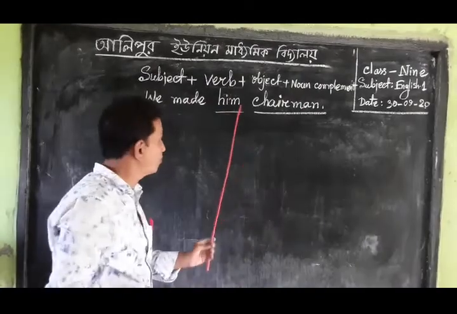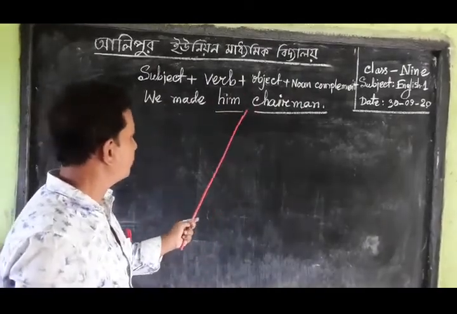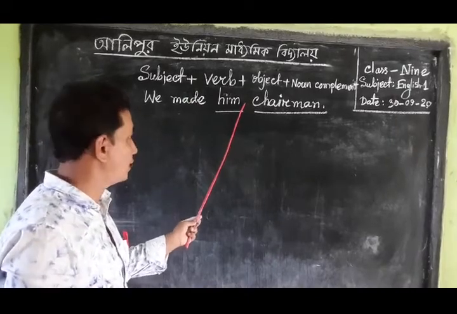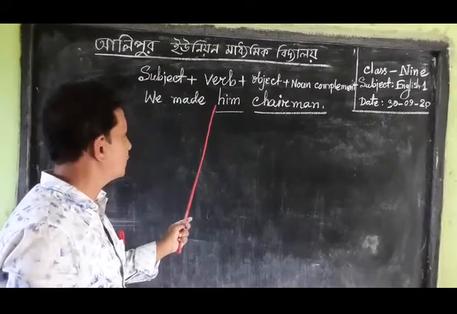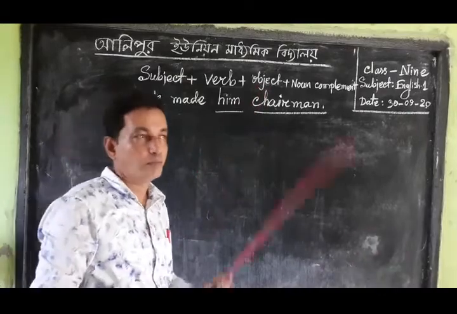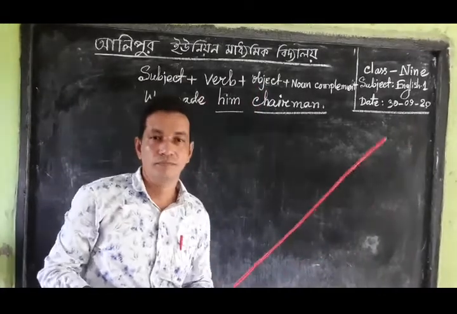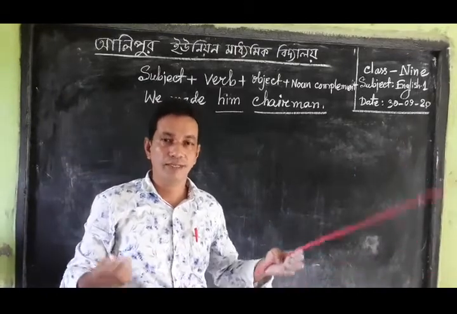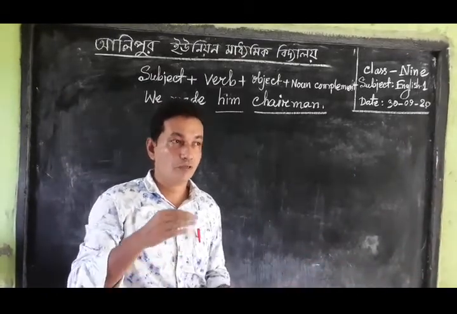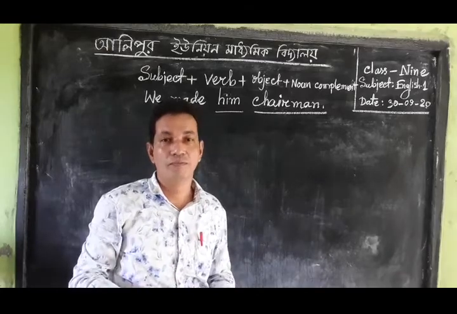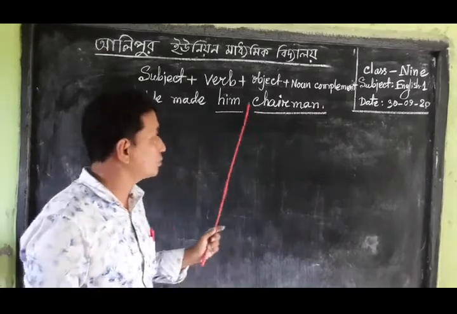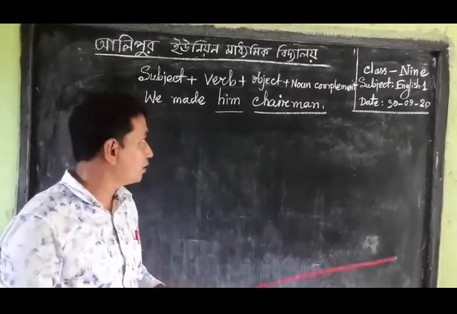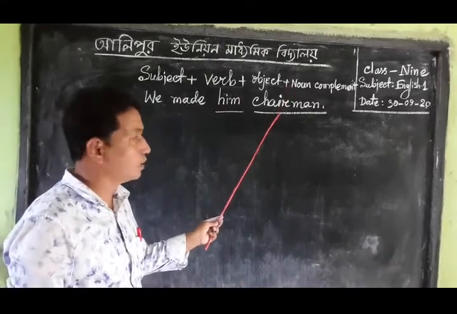And you have seen that we made him. If we stop at him and give a full stop here, then this sentence is not complete, because we made him what? Then we should have some questions to the person. So the question must be fulfilled after using the word chairman.